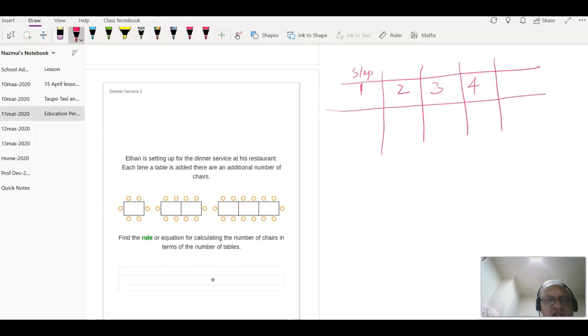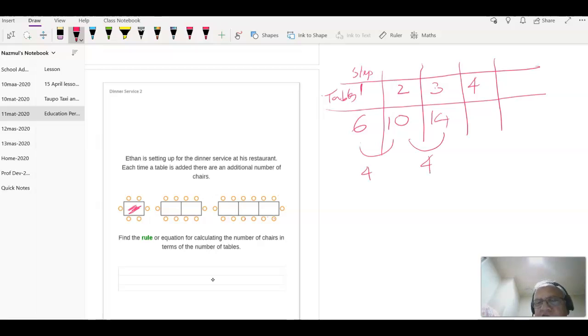For step 1, the number of chairs and the number of tables. If you have only one table, you get 1, 2, 3, 4, 5, 6 chairs. For two tables, this one has 1, 2, 3, 4, 8, 10. And the third one, if you have three tables, you have 1, 2, 3, 4, 5, 6, 7, 8, 9, 10, 11, 12, 13, 14. So one thing is happening: it's going up in 4.